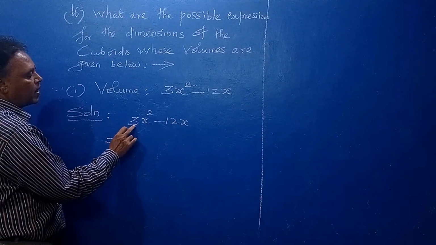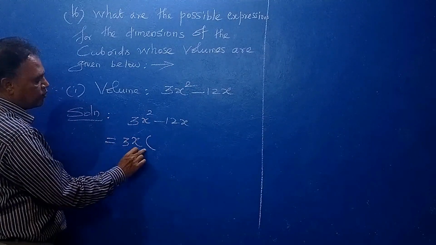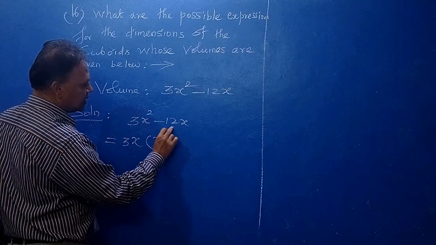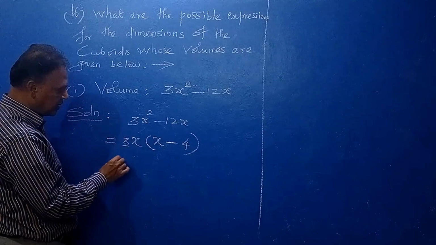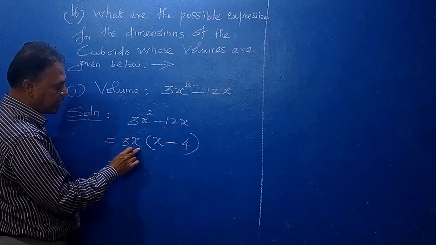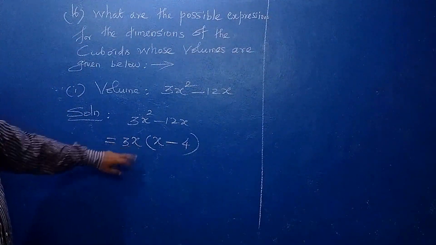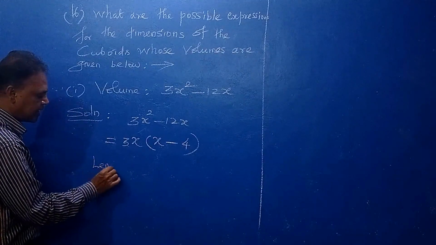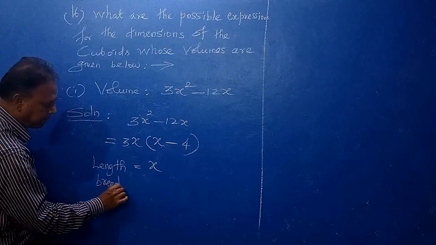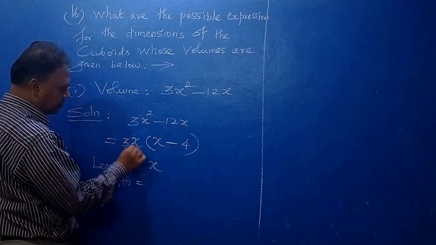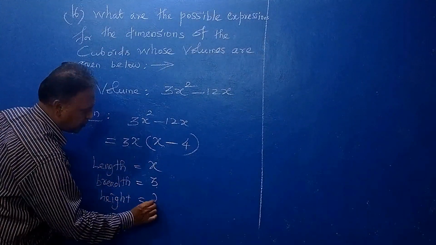So here, straight away you take common. What are the numbers common here? 3 is common. Here x is common. So 3x you take common, means the remaining is x minus 4. If you have doubt, you multiply and see. Correctly coming. So this can be written as 3 into x into x minus 4. Therefore you take length: one is length, length is x. Breadth you can take 3. Then height you can take x minus 4.